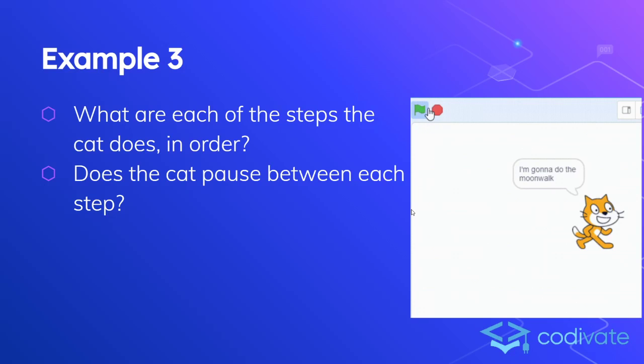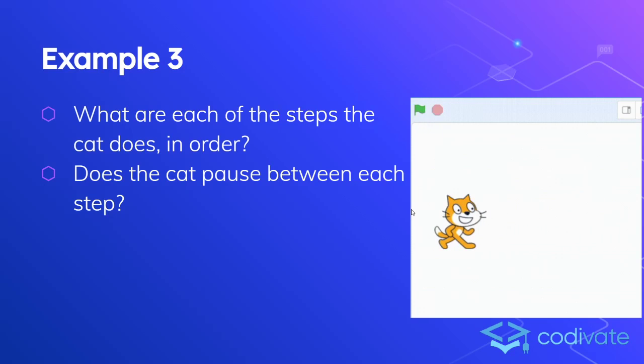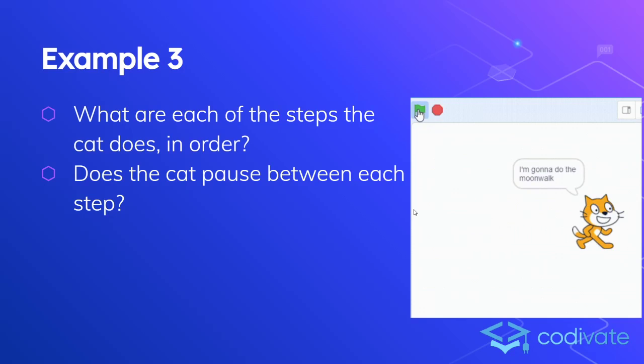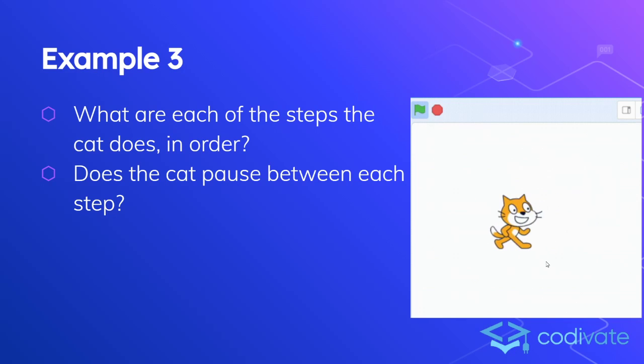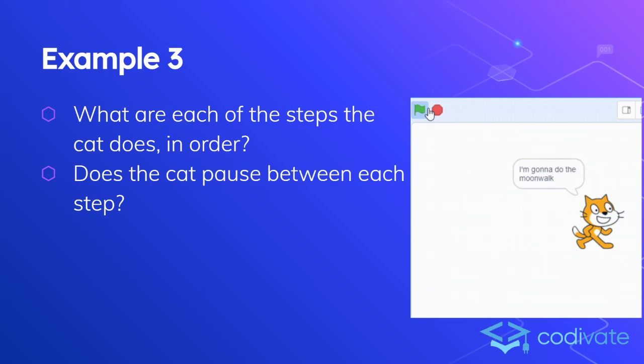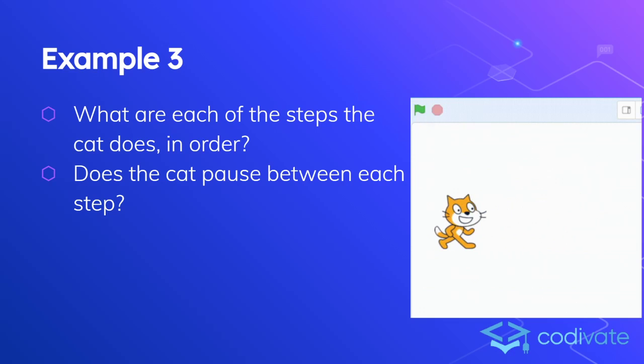Okay, now I have the third example. We have, what are each of the steps of the cat in order? Okay, so the moment the green flag is clicked, the cat has a speech bubble. So the first block has to be speech bubble block. And then the next thing that it does right when the speech bubble is removed is the cat slides along the screen.